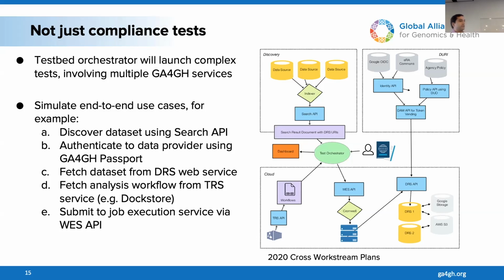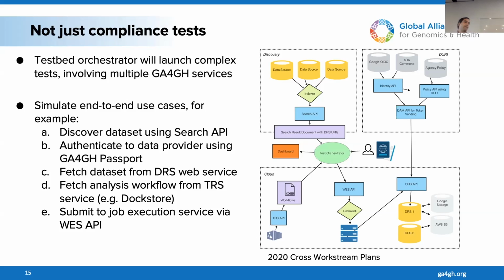So this goes back to the Internet of Genomics concept I mentioned. What we want to eventually do is have these tests where we can run. It might start with discovering a data set using a search API, and then we'll have some sort of test passport. The passport will allow the testbed to authenticate to a certain set of GA4GH APIs. We can fetch data sets from a DRS web service, which is another API for general genomic data. We could also authenticate to htsget, refget, RNAget, what have you. And then maybe we can also fetch an analysis workflow from DockStore via its tool registry service API.